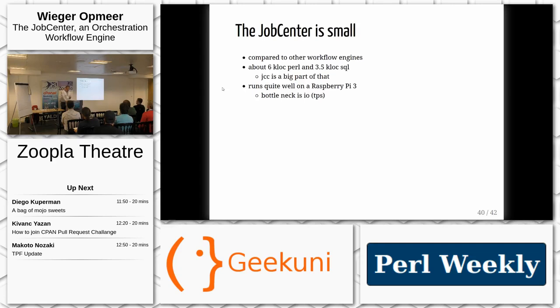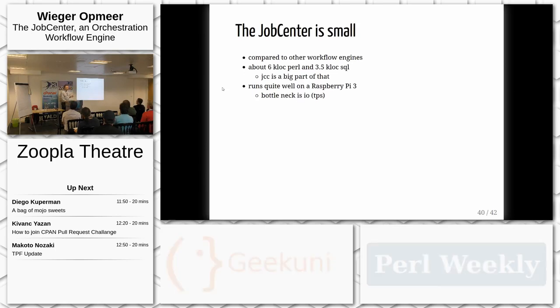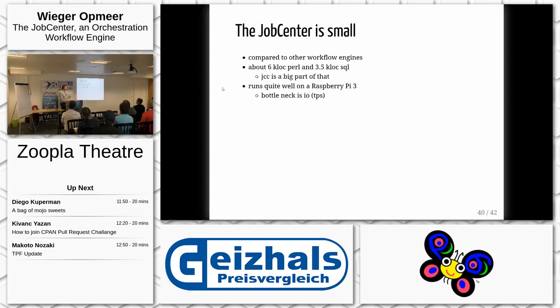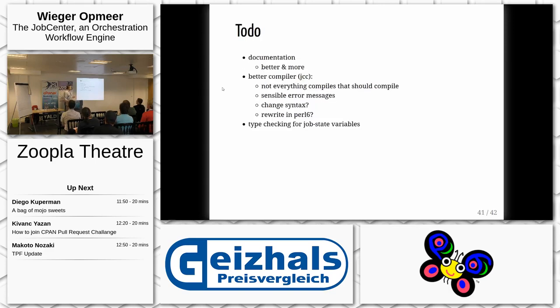It runs well on something like a Raspberry Pi 3, as your bottleneck is the IO of the database, because it is a database, but memory-wise, etc., it runs well. Of course, there are to-dos. The usual to-do of an open source project is documentation, because most programmers don't like writing documentation, and neither do I.